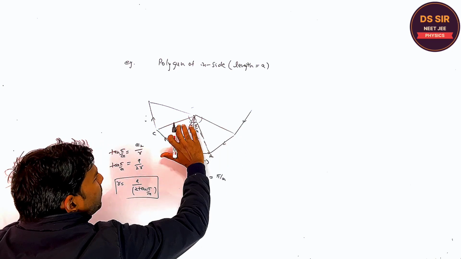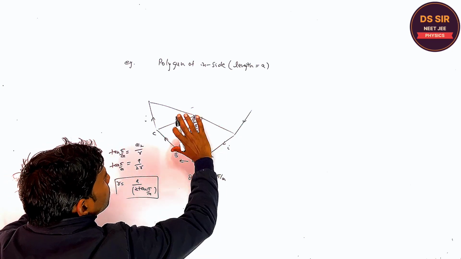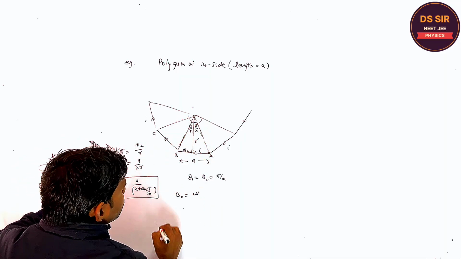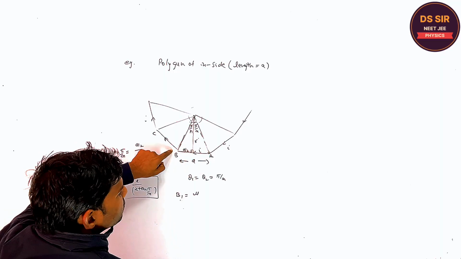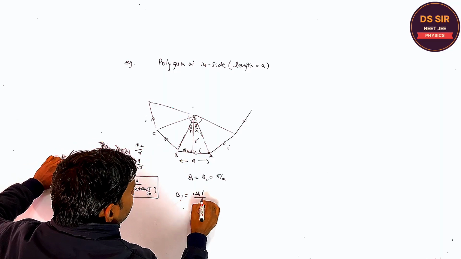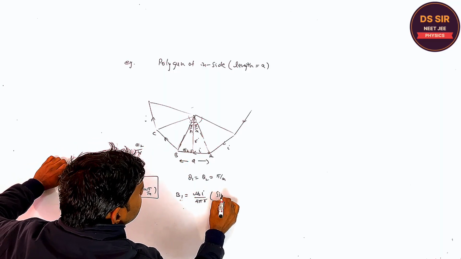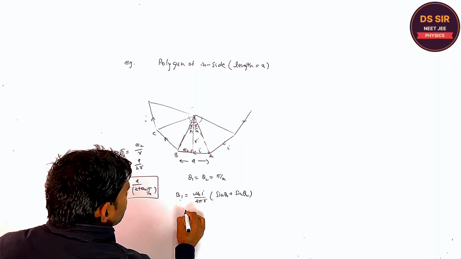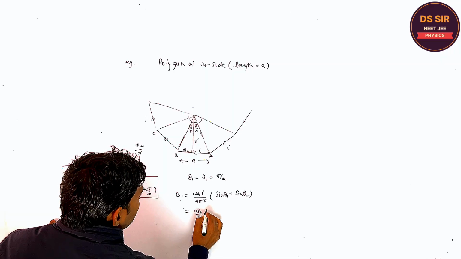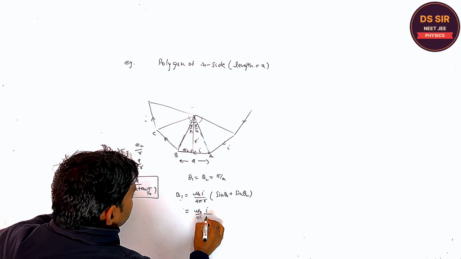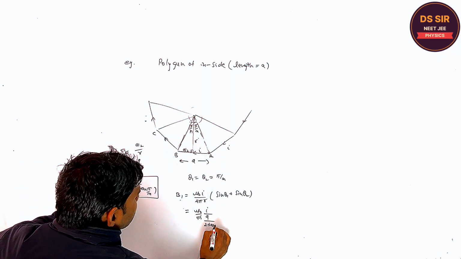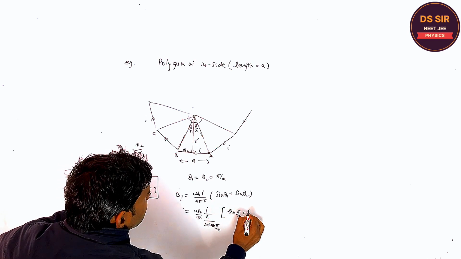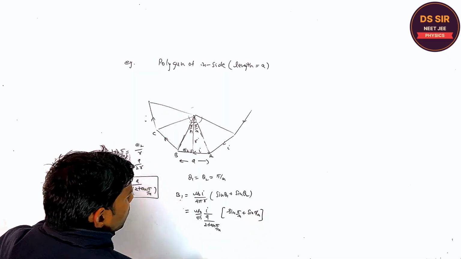So due to wire AB, the current is supposed to be I. So what is the magnetic field? B1, due to this one portion, is mu naught I upon 4 pi r, sine theta 1 plus sine theta 2. Is it clear? Yes. So this is mu naught I upon 4 pi. What is r? It is a upon 2 tan pi by n, right? And sine pi by n plus sine pi by n. Is it clear or not, you tell?